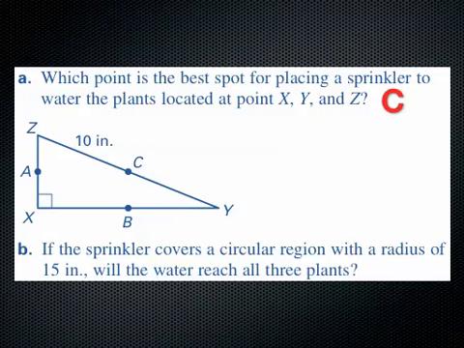B says, if the sprinkler covers a circular region with a radius of 15 inches, will the water reach all three plants? Notice that they've given you the distance from the vertex Z to the circumcenter C. The distance from Z to C is 10 inches. So if we have a sprinkler that's going to cover a circular region with a radius of 15 inches, it's going to hit everything within that circle. So the answer would be yes, because all of the plants are 10 inches away from point C.